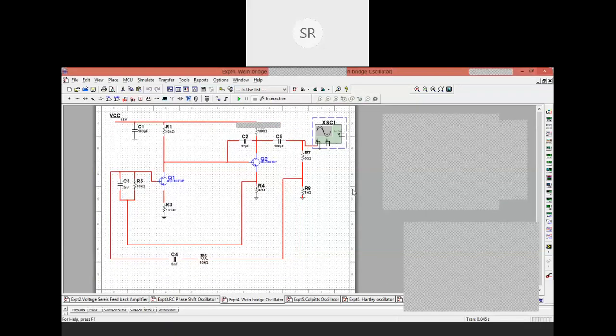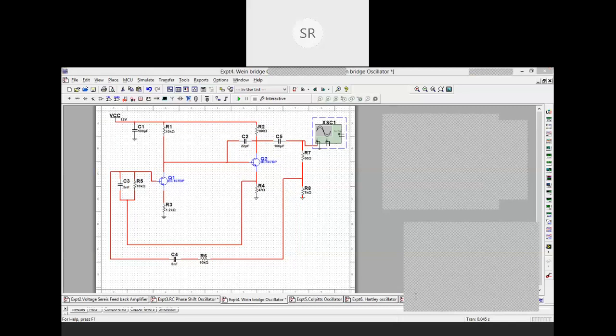Now the question, question number 3: What is the frequency of oscillation of the Wien bridge oscillator? Either you can use the formula to calculate the frequency of oscillation, or you can do it directly by viewing the CRO output. If you note down the time period of the Wien bridge oscillator output, you can calculate the frequency from that.